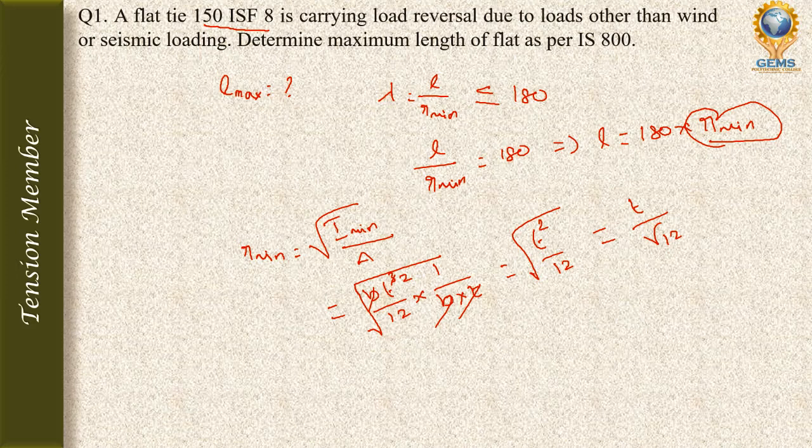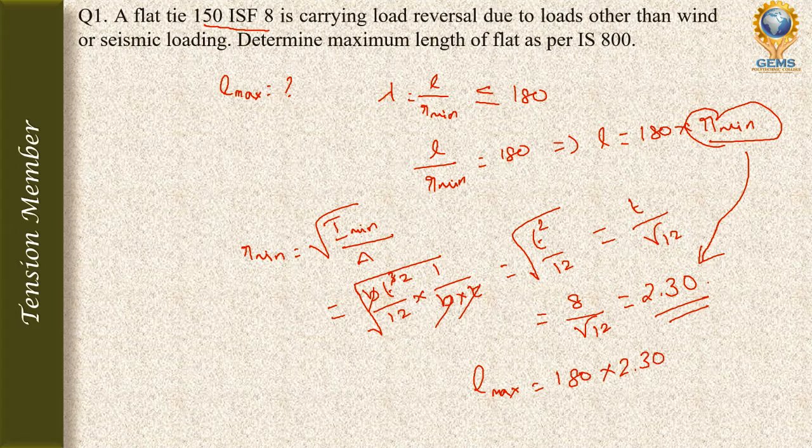Here, what is the t value? That is 8 by root 12. If you divide this, you will get 2.30. So the r minimum value is 2.30. Then L max is equal to 180 into 2.30, which is equal to 414 mm. It is the solution of the problem.